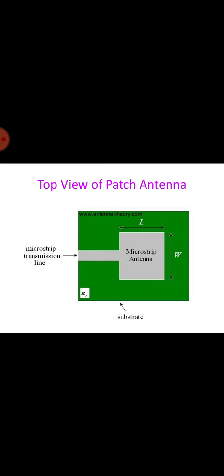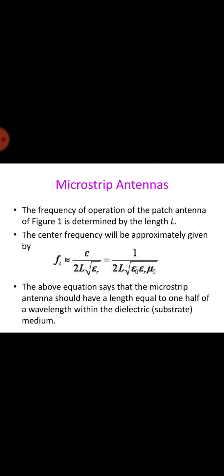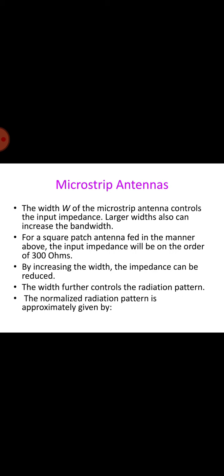This is the top view of the patch antenna, which shows the ground plane, the microstrip transmission line and the substrate. The frequency of operation of the patch antenna is determined by the length. The center frequency will be approximately Fc equals C by 2L times square root of epsilon r, which can be written as 1 by 2L times square root of epsilon naught epsilon r mu naught. The above equation says that the microstrip antenna should have a length equal to half of the wavelength within the dielectric medium. The width of the microstrip antenna controls the input impedance, and large width can also increase the bandwidth.